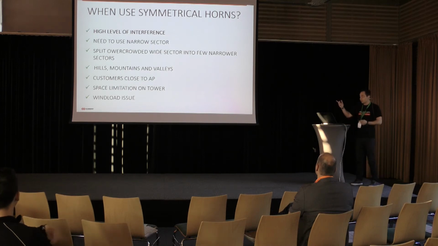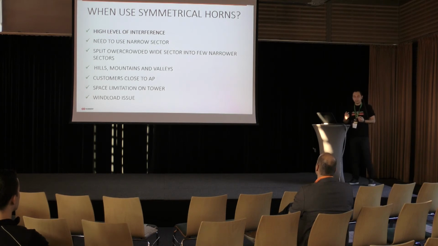The other case, as I mentioned before, is hills, mountains and valleys, where you are able to connect clients with just one AP. Another point regards the null zone that I showed you: it has a null or dead zone of only 20 meters, so you can connect your close clients. Also, when you have space limitations on your towers and no place to expand, you cannot build an additional tower, these antennas are really small and compact, so you can use them there.